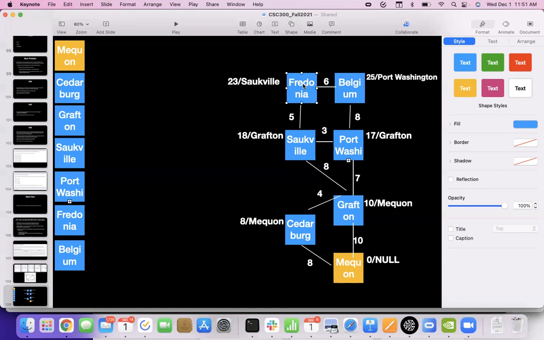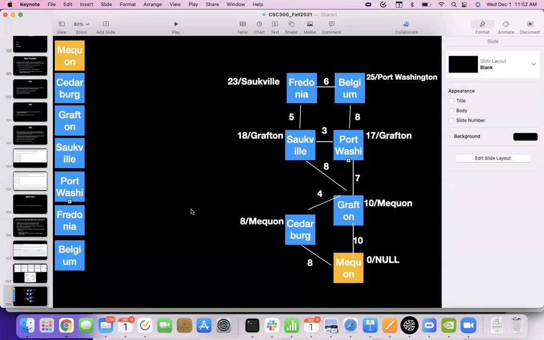What about from Fredonia? From Fredonia, it was 23 total miles from Mequon. How did I get there? I went from Fredonia to Saukville, from Saukville to Grafton, and then from Grafton to Mequon. From Cedarburg, it was 8 miles. How did I get there? I went from Cedarburg to Mequon. From Port Washington, it was 17 miles. I went from Port Washington to Grafton, Grafton to Mequon.